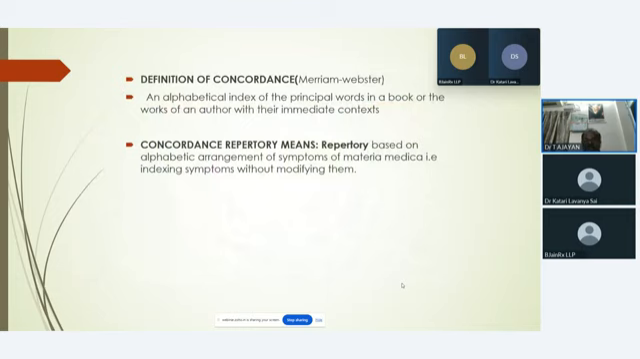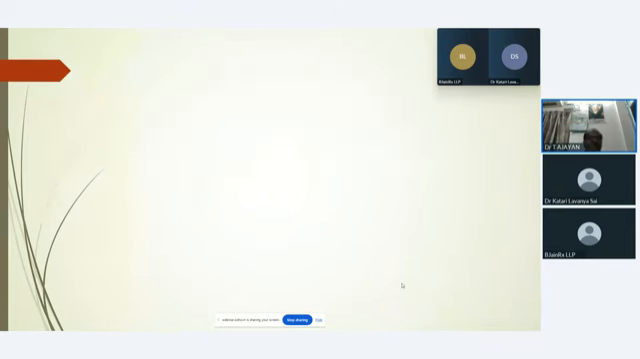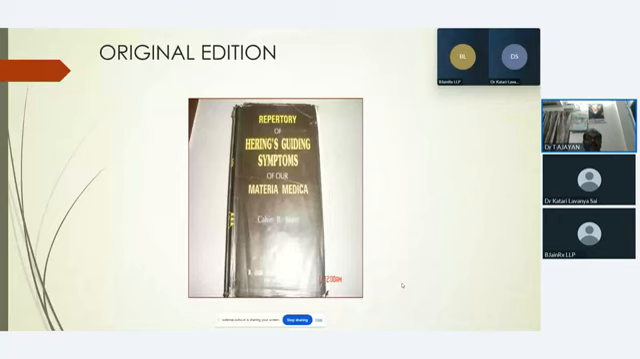It is a typographic concordance repertory. A concordance is an alphabetical index of the principal words of a book or a work. A concordance repertory means the repertory is based on the arrangement of words. This is the original edition.